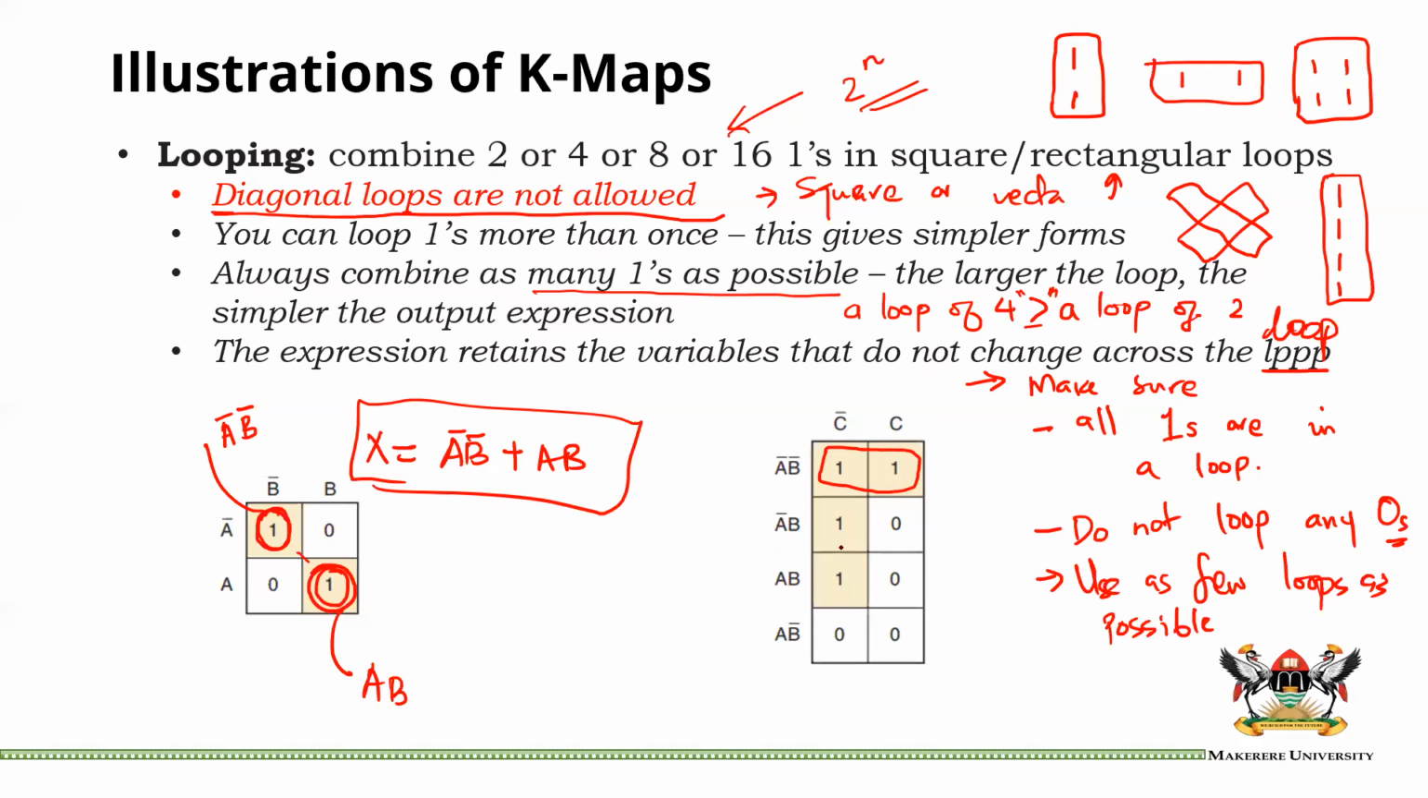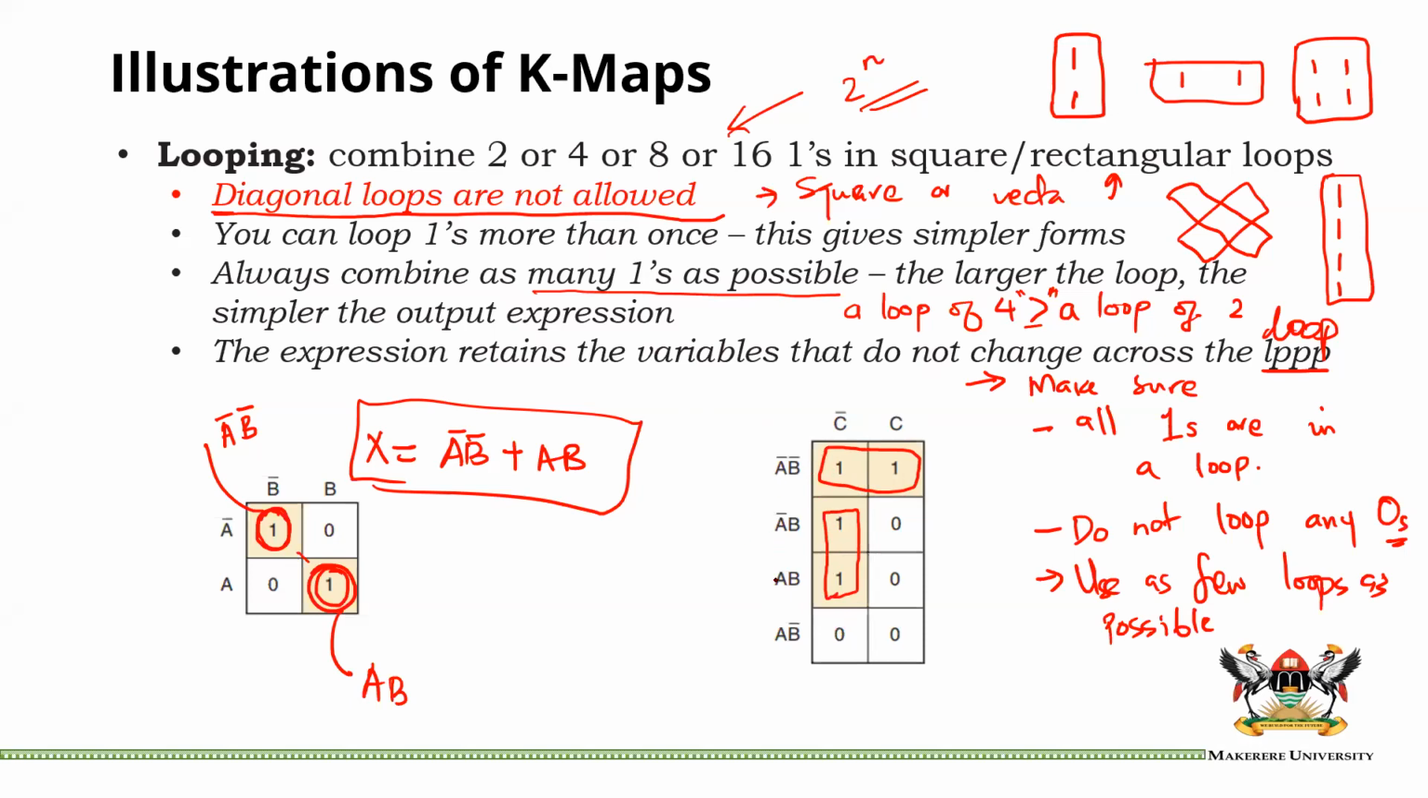Now we are left with this one and that one, and they are also adjacent to each other vertically or in the vertical plane. So again, we can loop them together because they are adjacent to each other, and the loop would not be diagonal. Now, when we look at these 2 loops, we have actually looped all the ones. There is no other one that is outstanding, and so we can stop there.